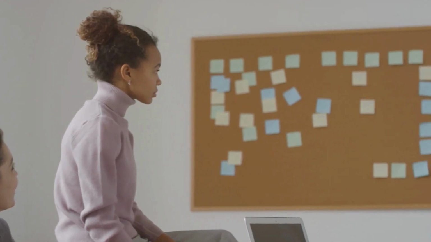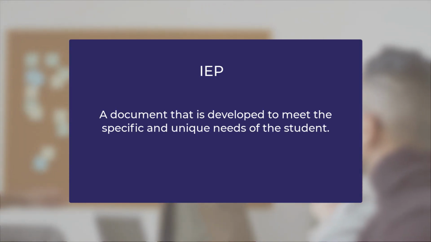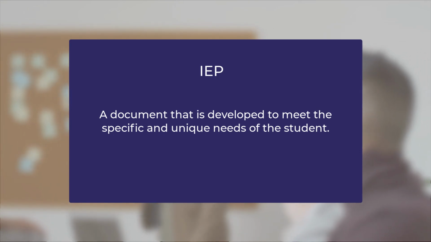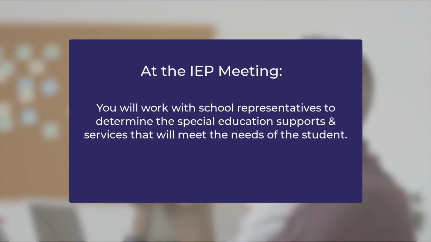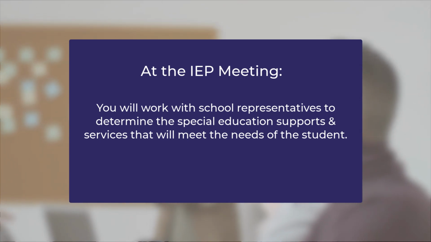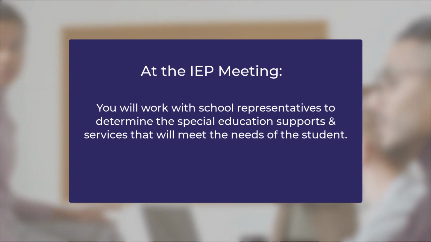Now that you have the results of your student's evaluation, it will be time for an individualized education plan to be written, and a meeting will be held to develop that IEP. An IEP is a document that is developed to meet the specific and unique needs of the student. At the IEP meeting, you will work with school representatives to determine the special education supports and services that will meet the needs of the student.